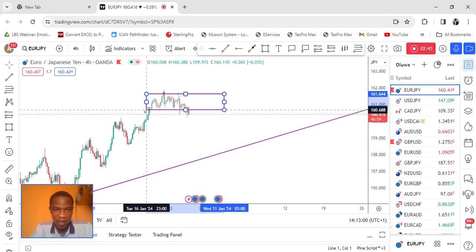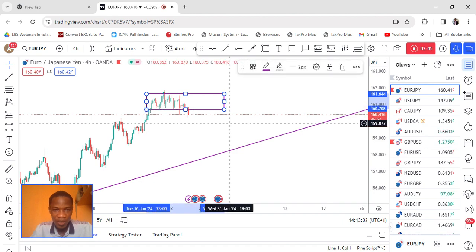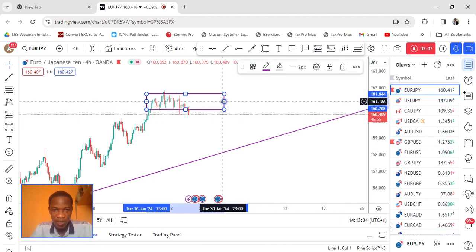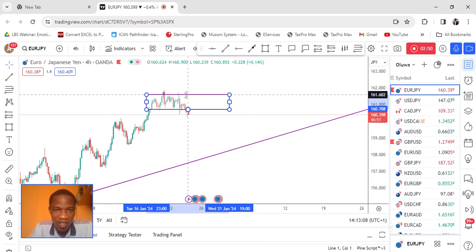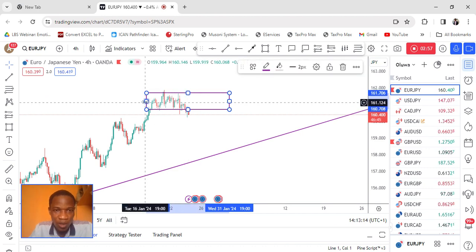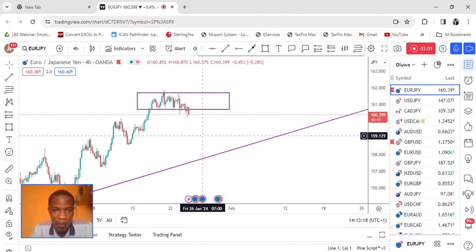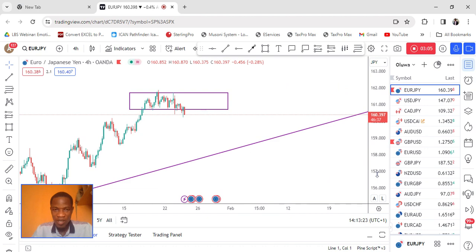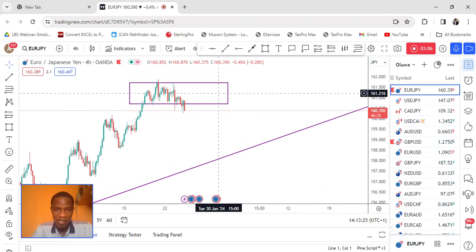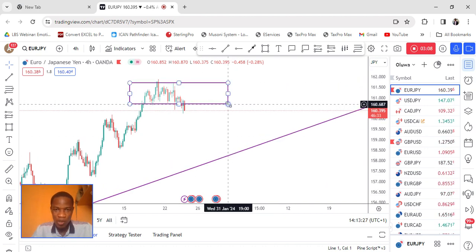So there's a possibility for this market. Okay, from here, let me put it here. Good. Let me draw it perfectly so that you get my point. This is a very good example of what I'm going to discuss today.